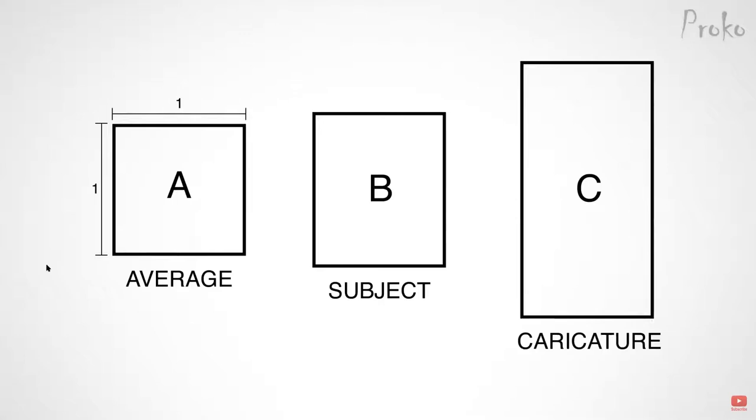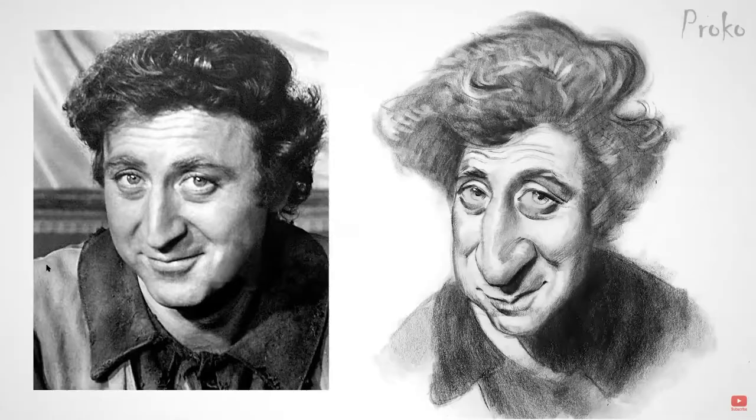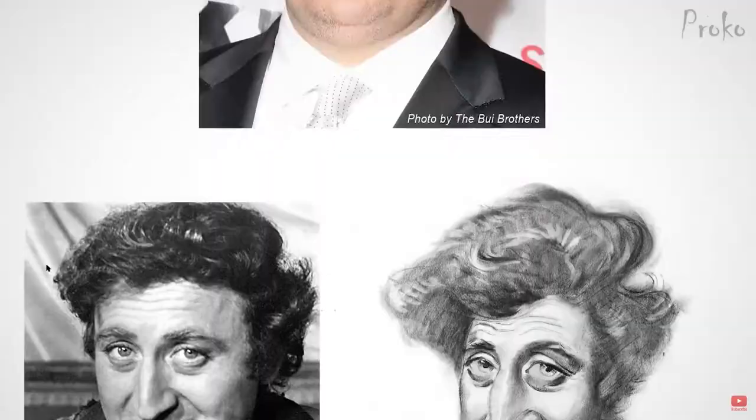Faces have a lot more going on in them than simple rectangles. So, let's look at some faces with obvious deviations from the average. We saw earlier how Gene Wilder's nose seems larger than average. So, in his caricature, his nose becomes even larger. Josh Gad's nose, on the other hand, is shorter than the average. So, in his caricature, his nose becomes likewise smaller. BJ Novak's eyes are slanted more downward than the average.